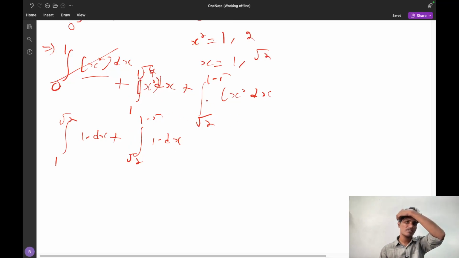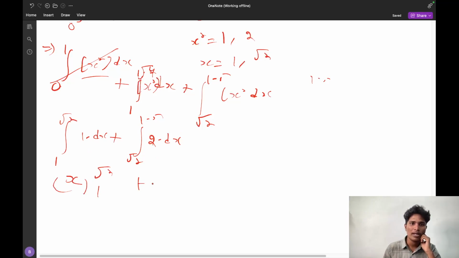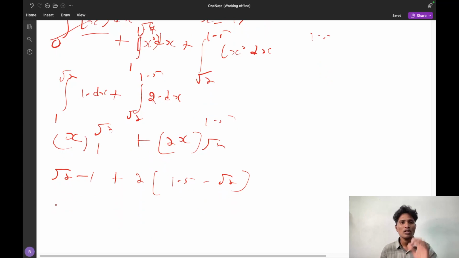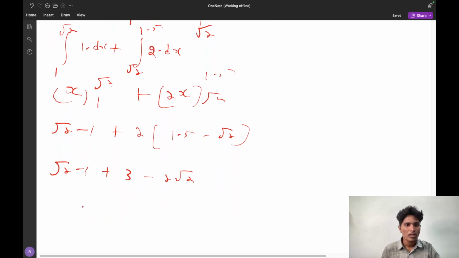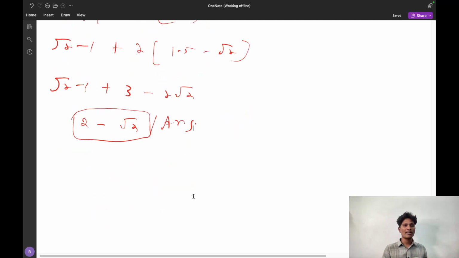Suppose I take 1.5 and square it, I think it is 2, so it will be 1 dx and 2 dx. So the integral is x with limits 1 to root 2, plus 2x with limits root 2 to 1.5. That is root 2 minus 1 plus 2 into 1.5 minus root 2, so root 2 minus 1 plus 3 minus 2 root 2, which is 2 minus root 2. 2 minus root 2 is the answer. And the next question.